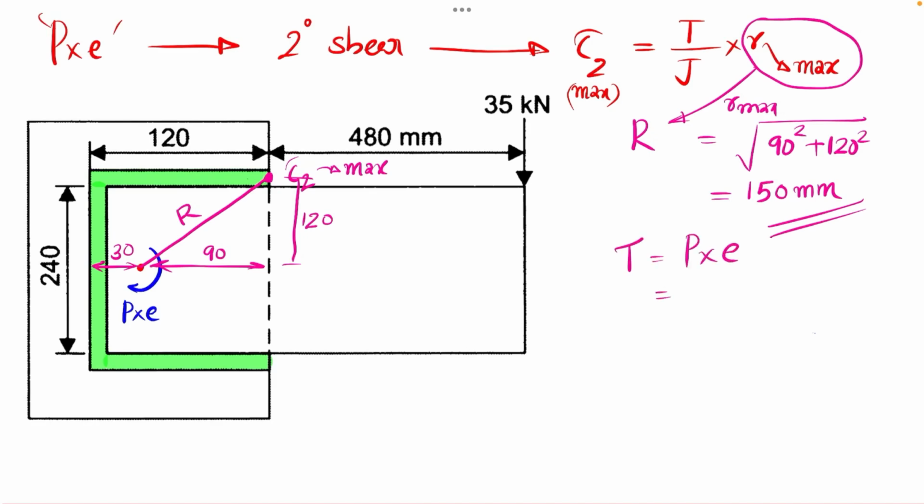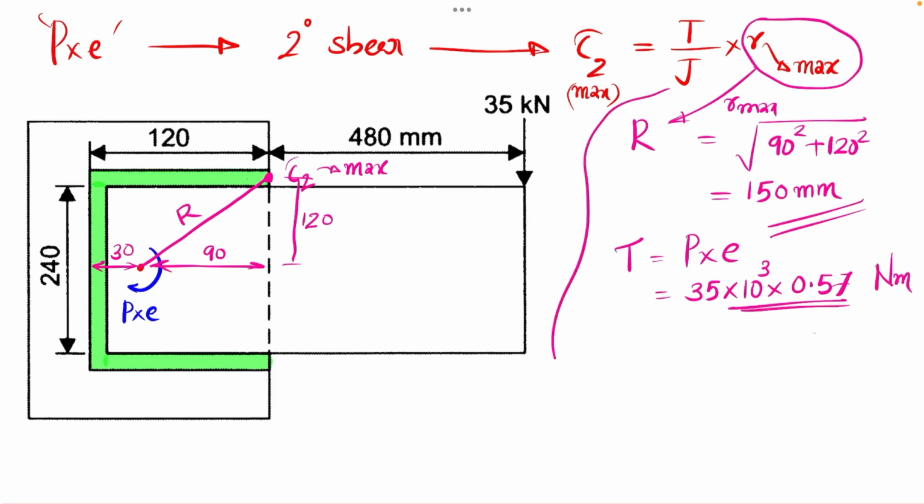Next, this torque is actually P into E, 35 kilonewton or 35 into 10 raised to 3 into eccentricity, which is 0.57 meter. So this much Newton meters we are having.